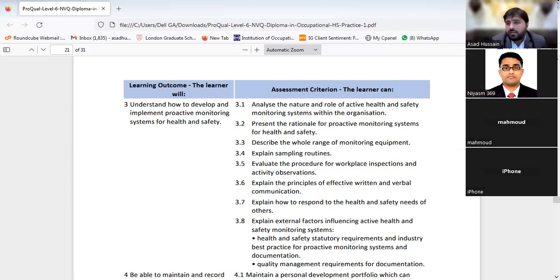For example, include periodic inspections of high-risk workplace hazards. So you have to explain the sampling routine, whatever you are doing in the workplace or what is possible in your organization. You have to explain it here. Is it fine till 3.4?